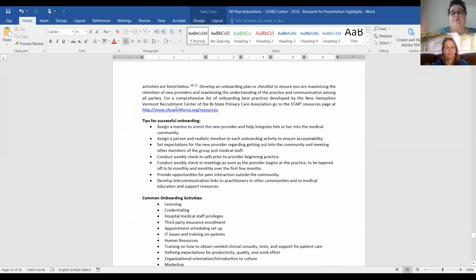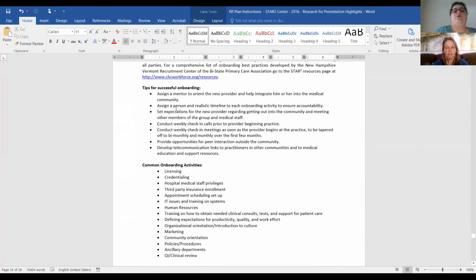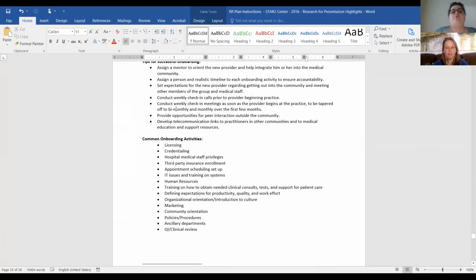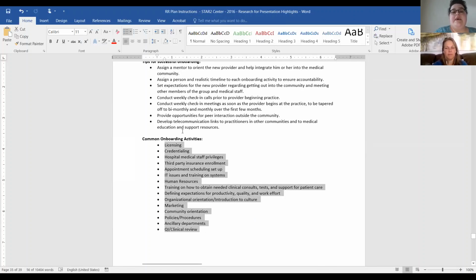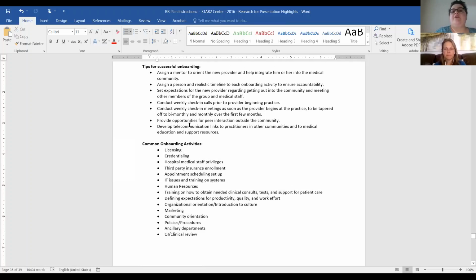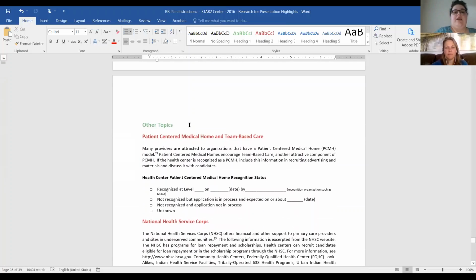And one thing that I do want to point out, because I'm just looking at the time, with onboarding, it's not the same thing as orientation. Onboarding encompasses so much more. So you want to really hit on these key activities. You want to have ways that you can be successful in it. Everything from having a mentor to assigning the right people to onboard your provider. So everything is on here.